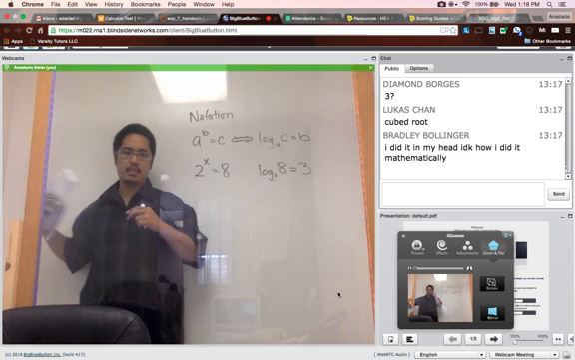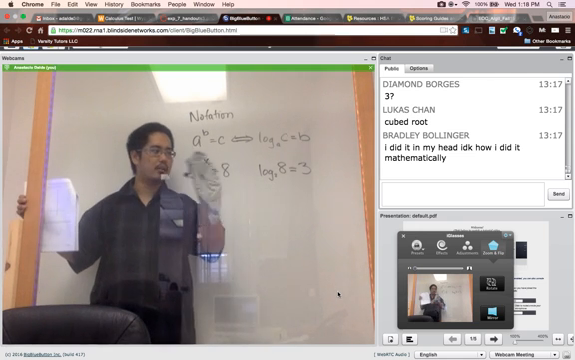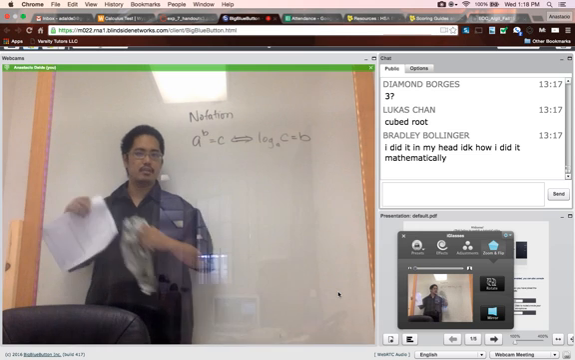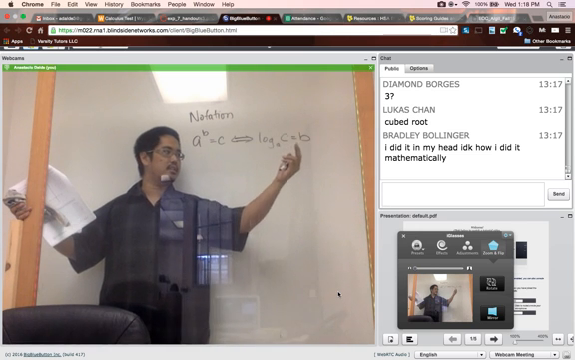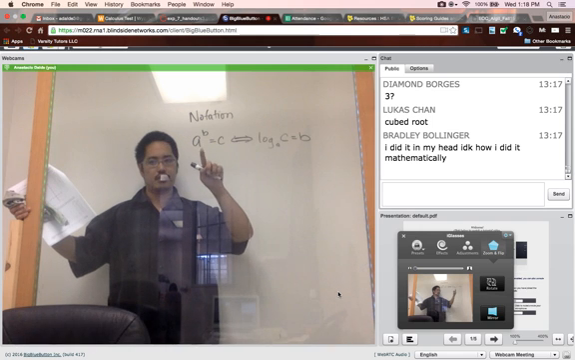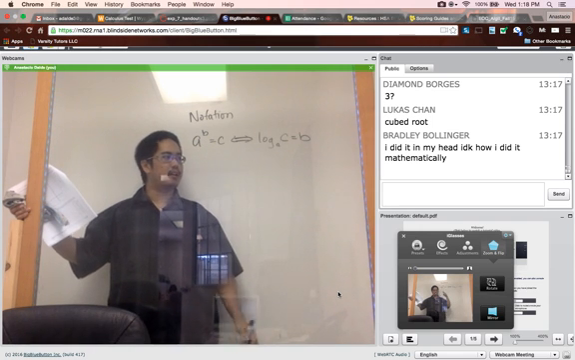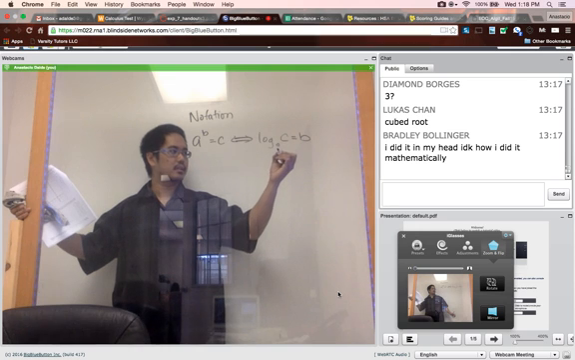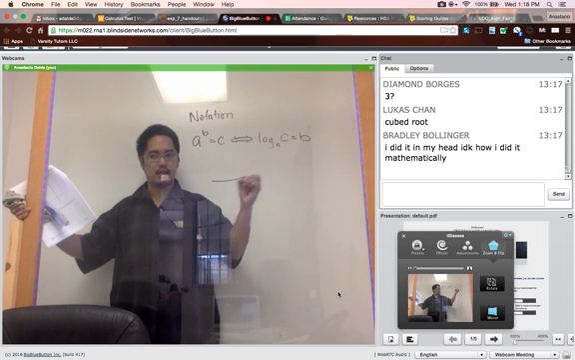Something that I do to try to help me remember how to translate this is I always write this down. Log base a of c is equal to b. And I always have trouble remembering how exactly it looks in this form. I kind of think of it as like a scorpion. You know, a scorpion has a tail that kind of comes around like this.